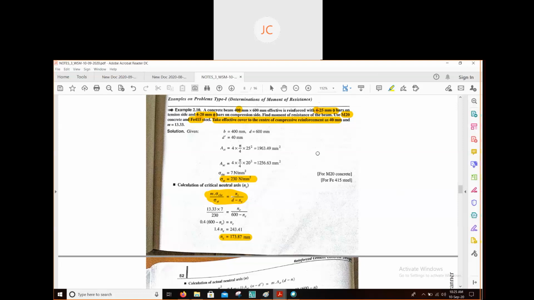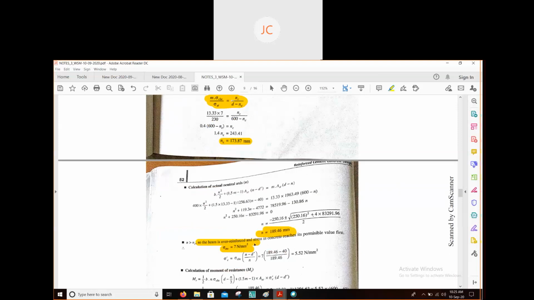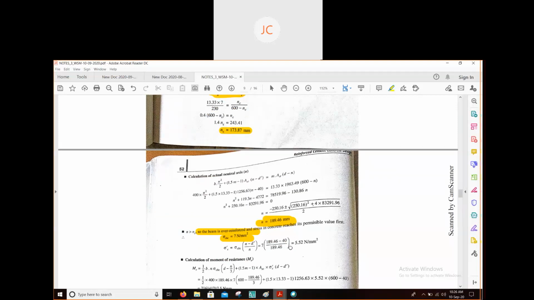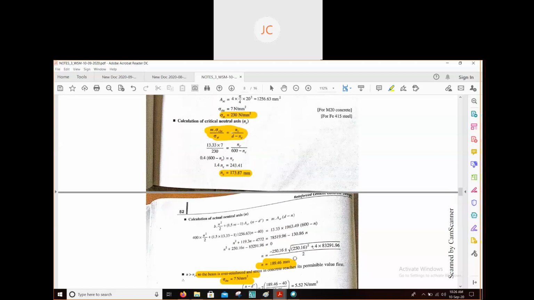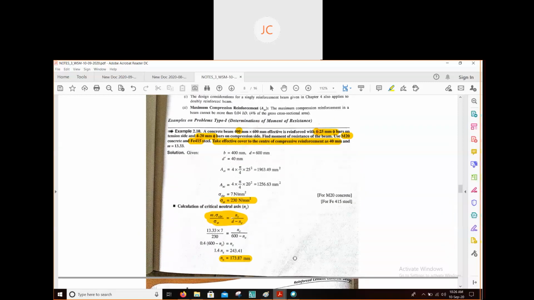I hope all of you have written down the problem and the formula. Now I'm going to give you the same formula, same problem, but here you write down the same problem. In place of 400, you write down 300. And in place of 600, you write down 500.